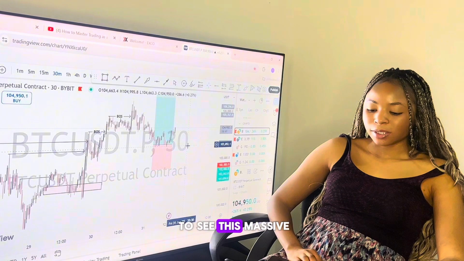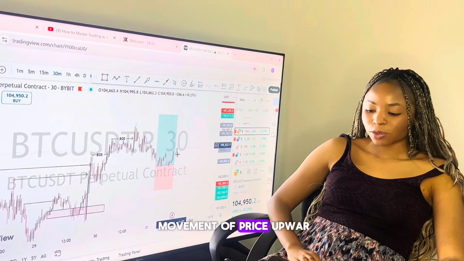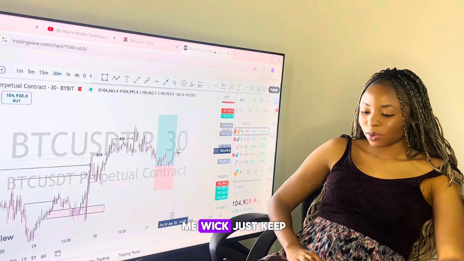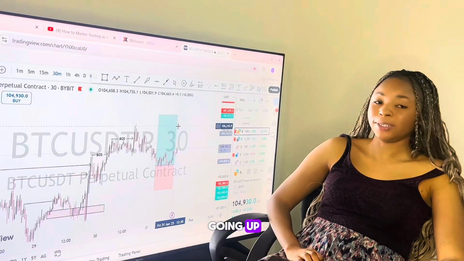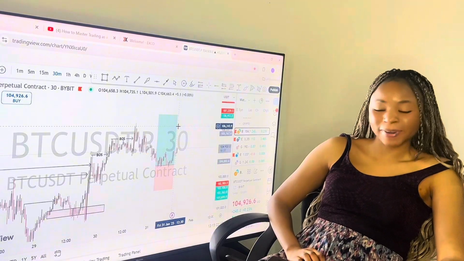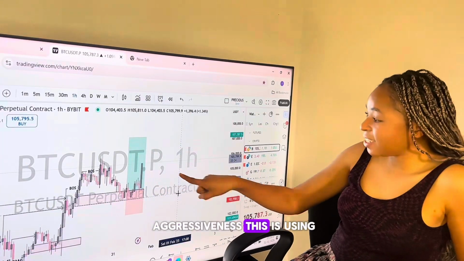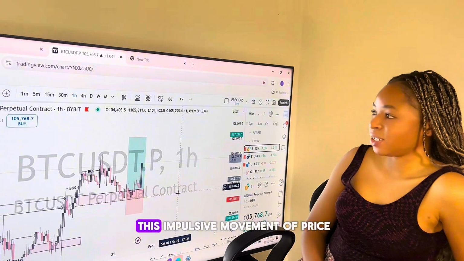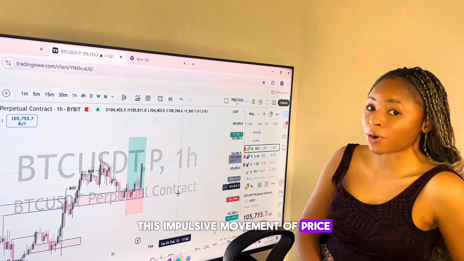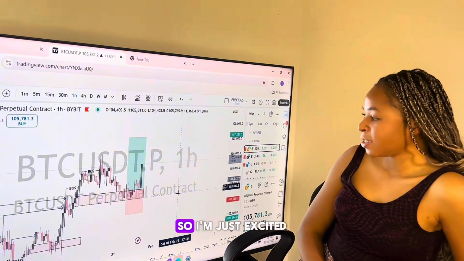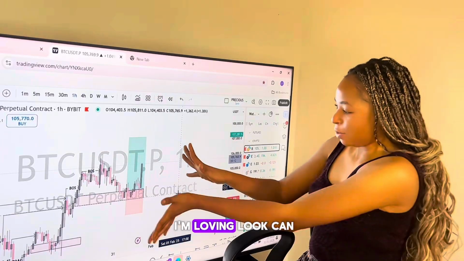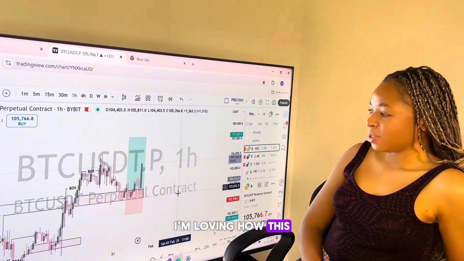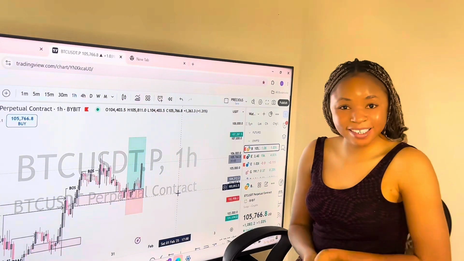I just want to see this massive movement of price upward. Come on, don't give me weak. Just keep going up. You guys see the aggressiveness it is using to go up. This trade has been ranging forever, and now it's this impulsive movement of price upward I've been waiting for. So I'm just excited. I'm loving the look. Can you see the huge candle? I'm loving how this trade is playing out.